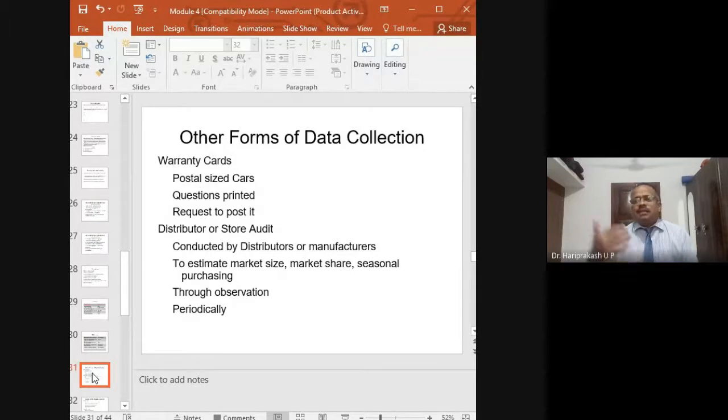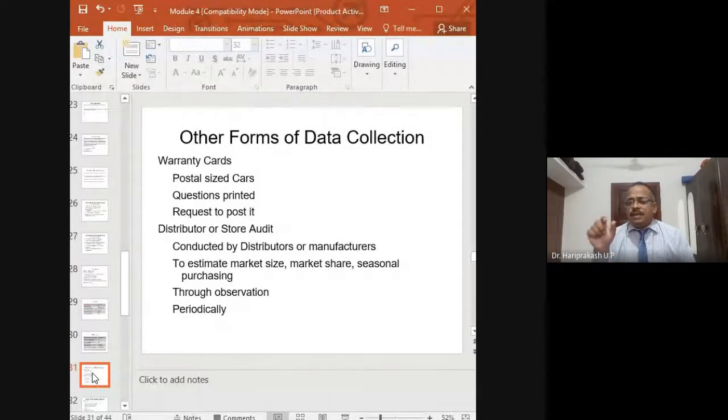For longer ones, there were inland letters, which you can write about 1 or 2 pages and then post. That is a different thing. This is a postcard. So this warranty card is not a postcard, but it looks like a postcard. And there are various questions that are printed.